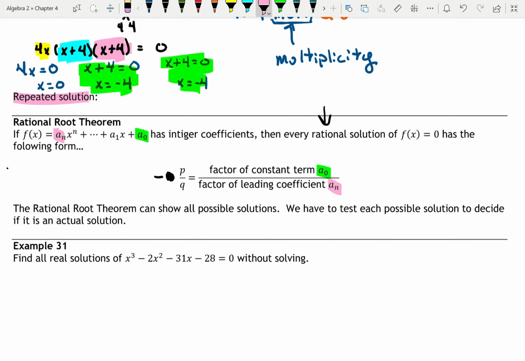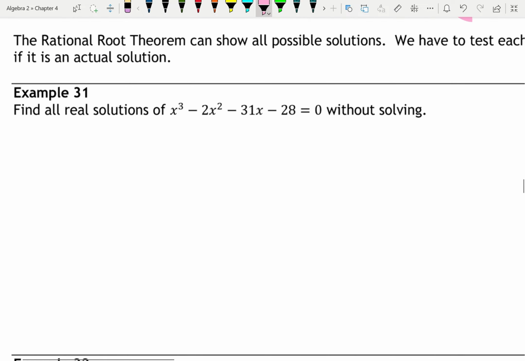What this can be useful for is if you're really just hitting a brick wall and you don't know what to do in a problem. Well, then you'd probably try to invoke the rational roots theorem and list out a bunch of different roots, and then check a bunch of different roots and see if they work out. Let's see how we can apply this to number 31.